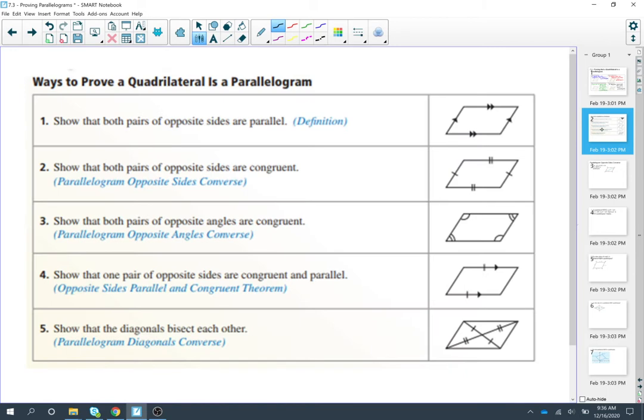So on the next page, we have 5 ways that you can prove a quadrilateral is specifically a parallelogram. Number 1, you can show that both pairs of opposite sides are parallel. That is the definition of a parallelogram. It has opposite sides parallel. Number 2, show that both pairs of opposite sides are congruent. Number 3, show that both pairs of opposite angles are congruent. This one was sides, this one's angles. Number 4, show that one pair of opposite sides are congruent and parallel. And then number 5, show that the diagonals bisect each other. Those are the 5 ways you can prove that a quadrilateral is a parallelogram.